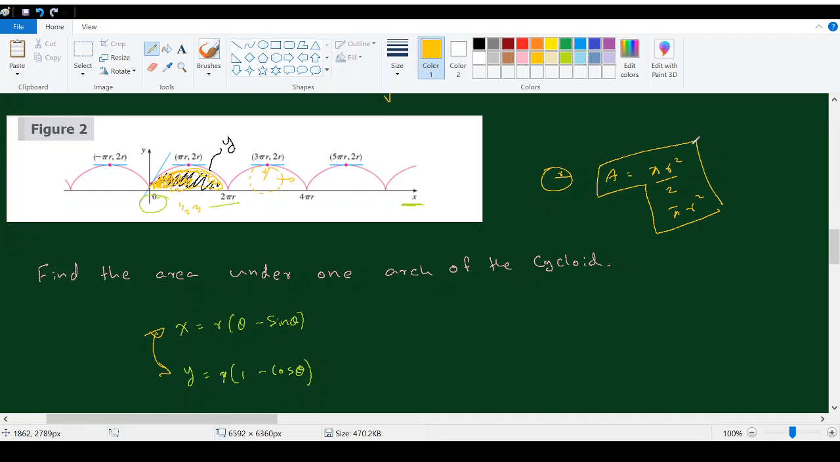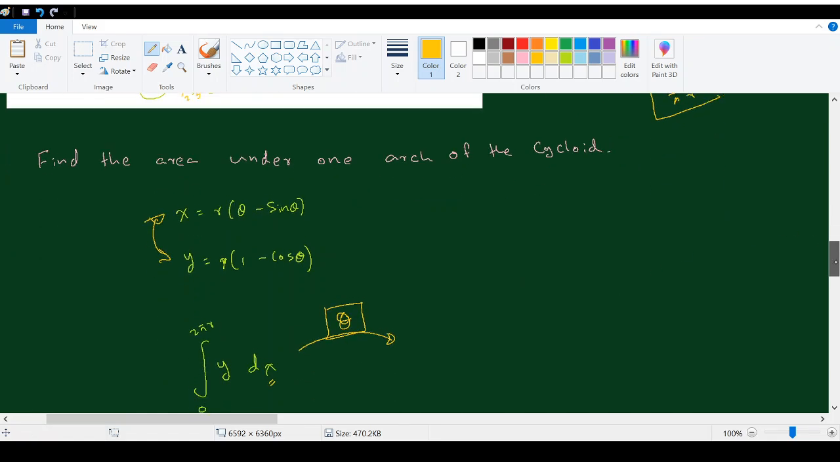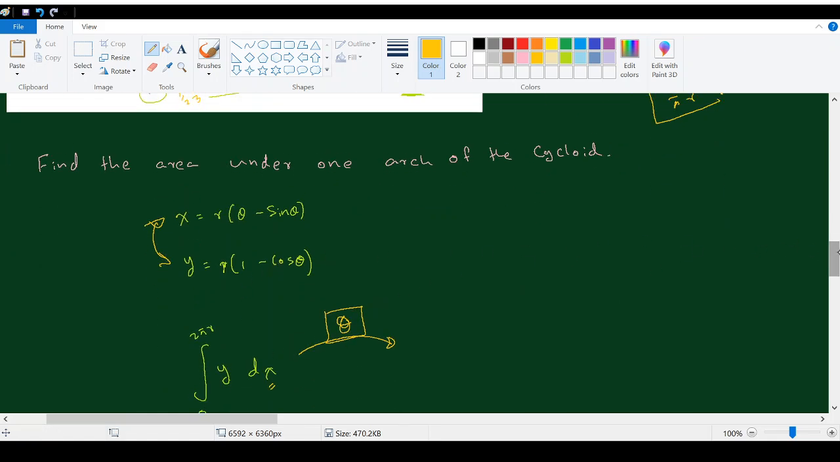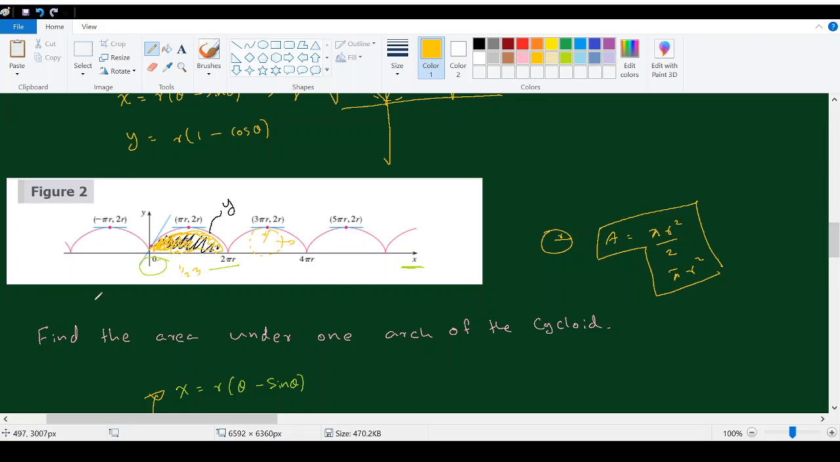But I think Galileo, there was a famous mathematician called Galileo, and I think he guessed that this arch should take 3 times pi r squared, but at that time he didn't have proper mathematical tools to prove this result. So on a later day, a different mathematician proved this one, because at the time of Galileo, all these integral techniques were not developed as of today.